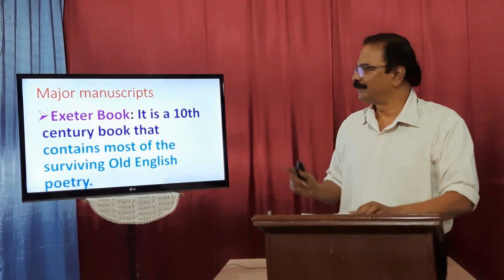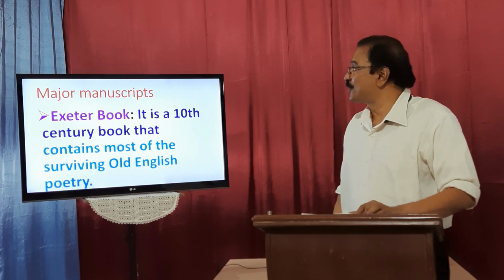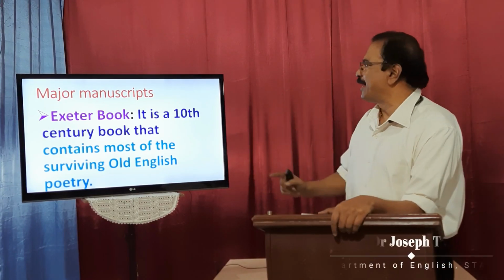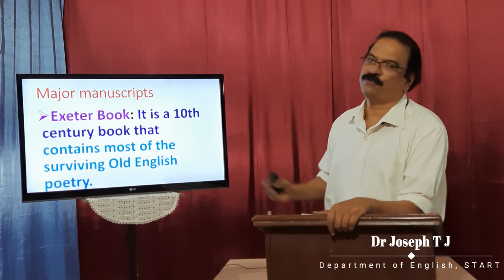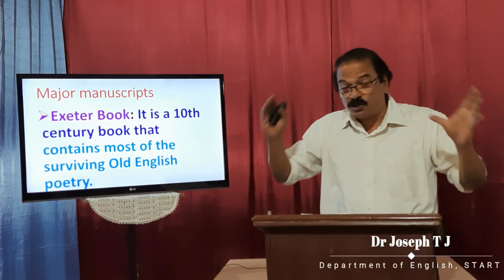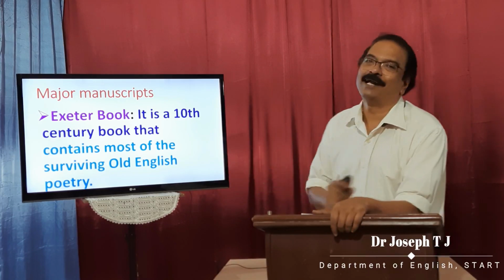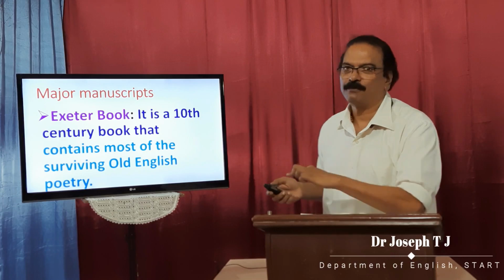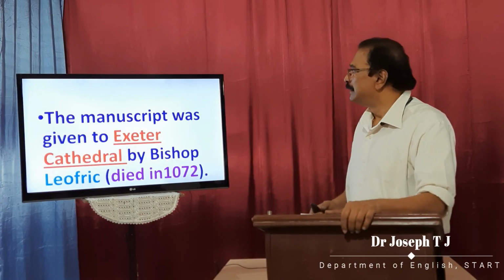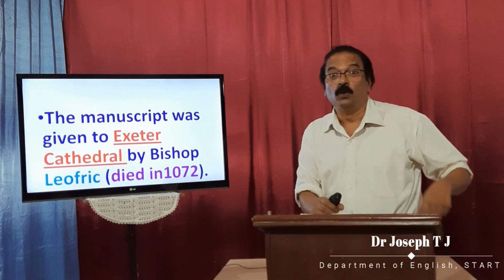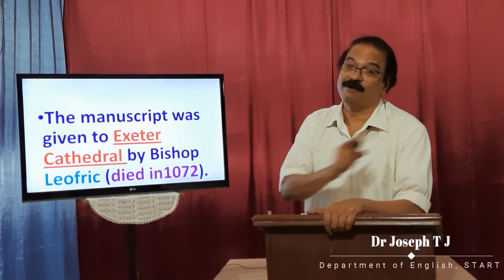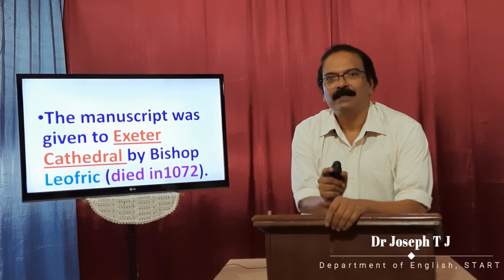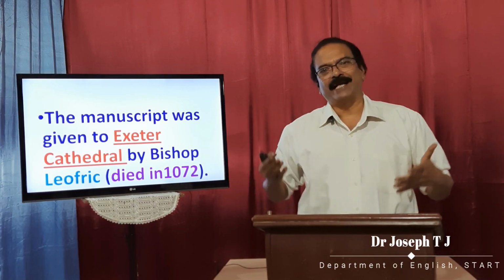They are known by, number one, Exeter Book. The first one, Exeter Book, is a 10th century book that contains most of the surviving Old English poetry. So, it is not the poem, it is the Exeter Book. I'll come to that very soon. The manuscript was given to Exeter Cathedral by Bishop Leofric. That's how it got the name, Exeter Book.